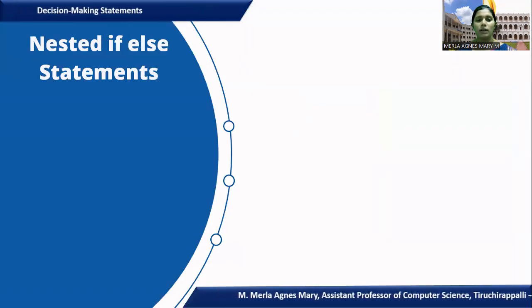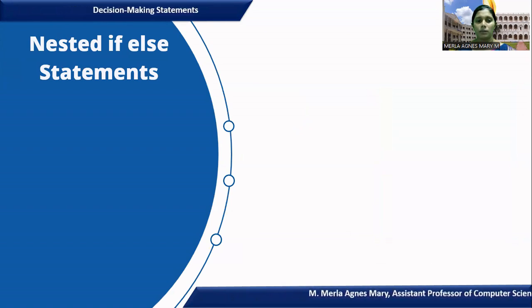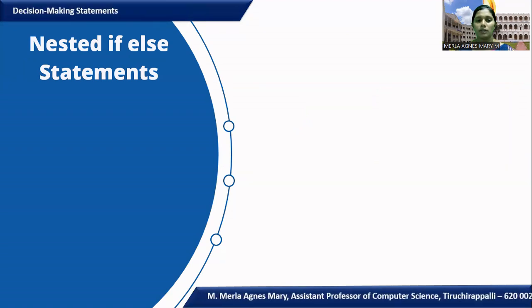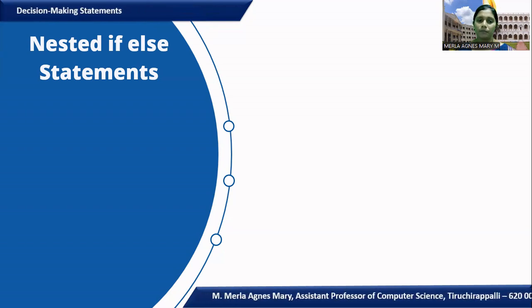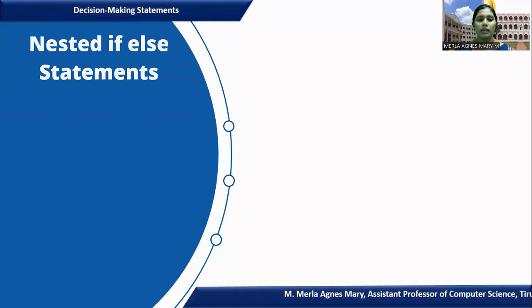So till now we have seen the if and if else statements. In the if condition we give a single condition, and in the if else we give a single condition. If the condition is false, it moves on to the else part. In the same way, in the nested if we have given more if else statements, nested inside another if else.